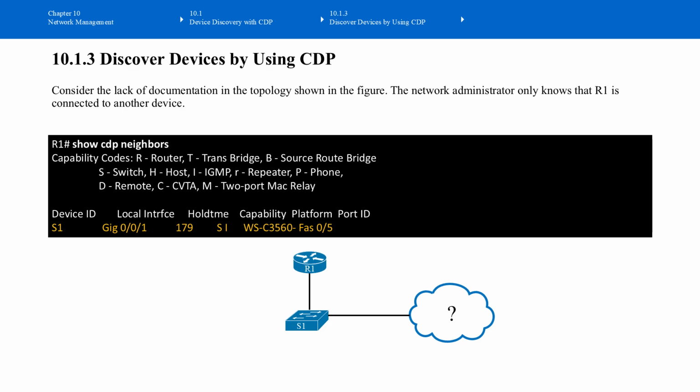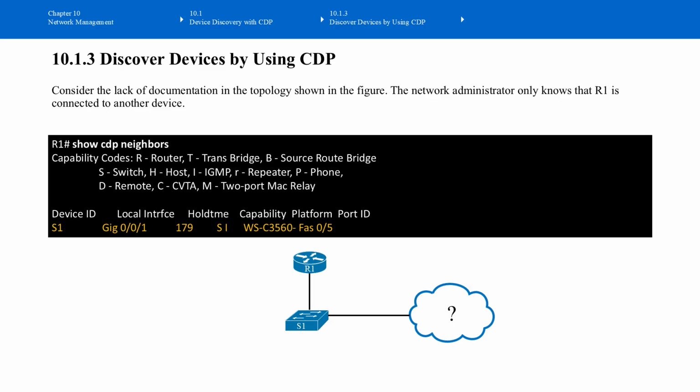Consider the lack of documentation in a topology shown in the figure. The network administrator only knows that R1 is connected to other devices. So here, for R1, in the configuration mode, enter show CDP neighbors. With those labels, such as capability codes, which is R, that's router, and then the next section shows the detailed connected devices information.